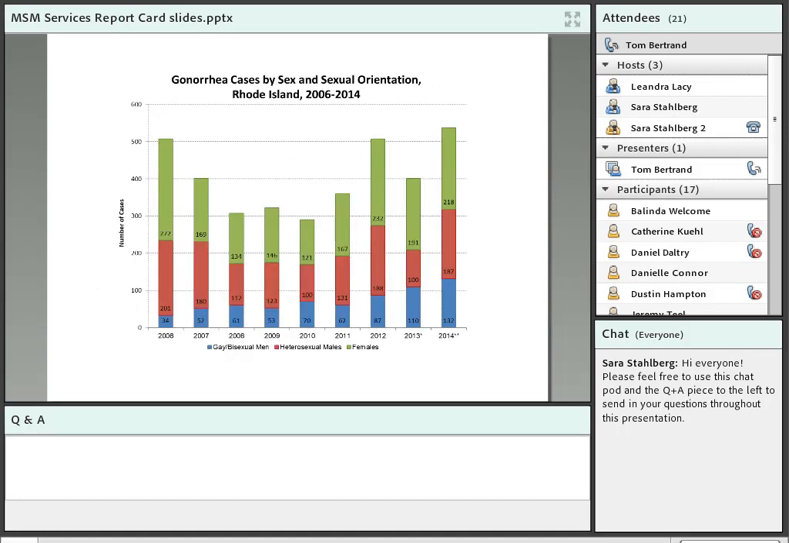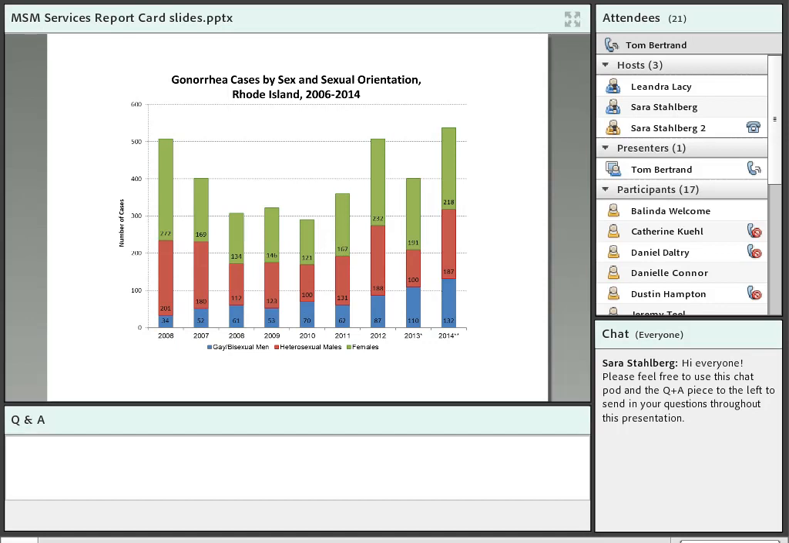And then finally, for gonorrhea, the picture isn't quite as bad, but I think we've seen increasing rates of gonorrhea. And again, the blue part of the segmented graph is for gay men, and they're pretty much driving many of the increases that we're seeing in Rhode Island.